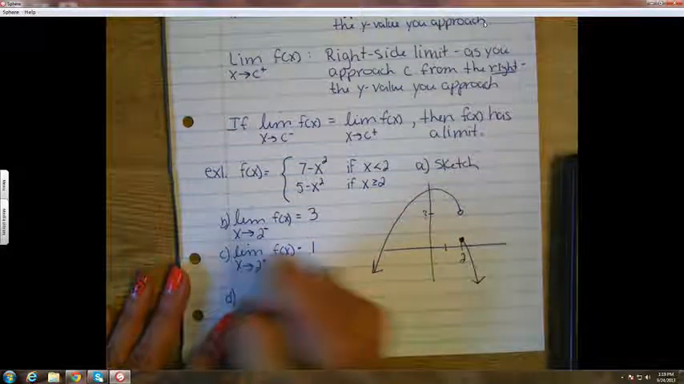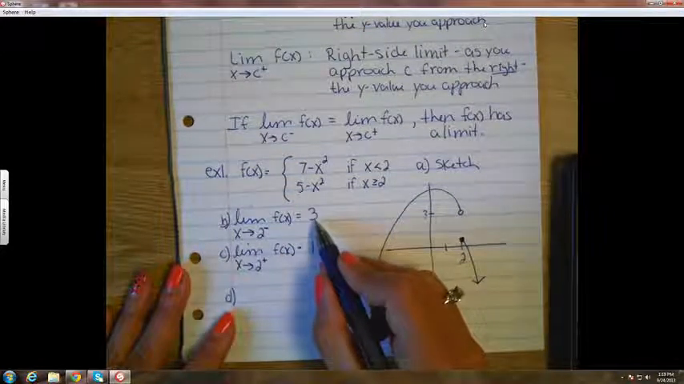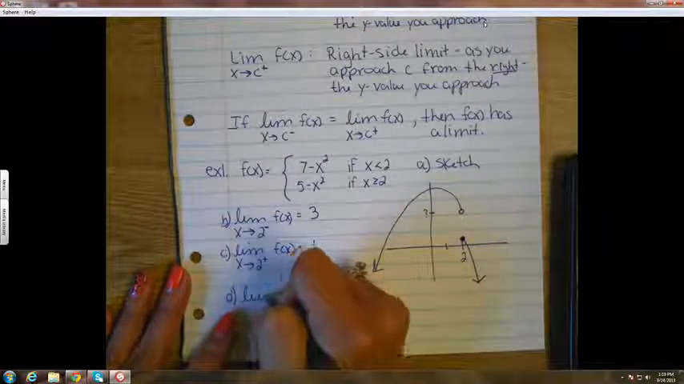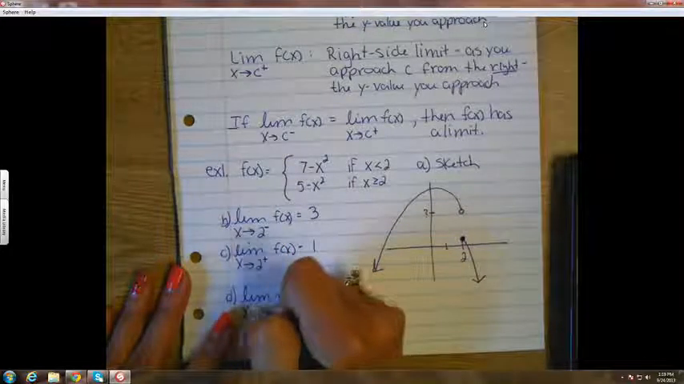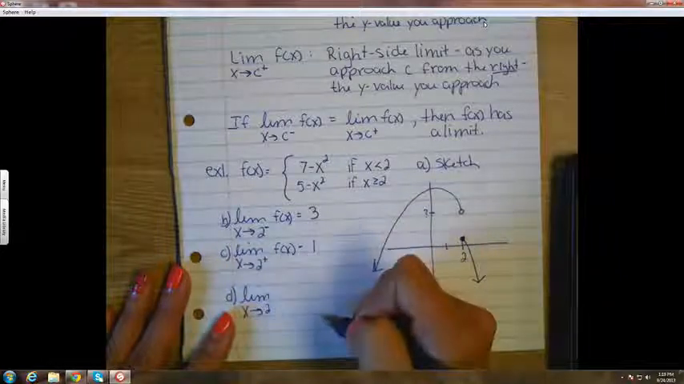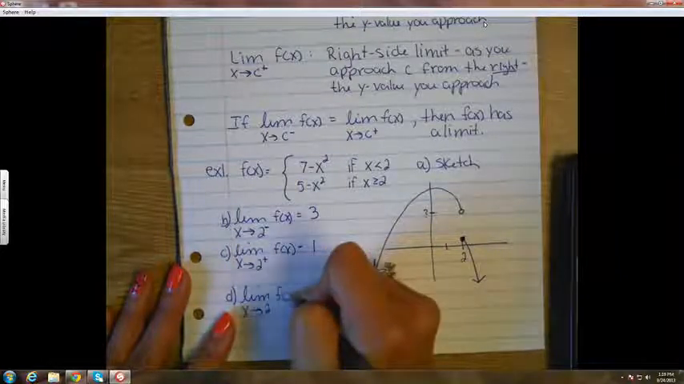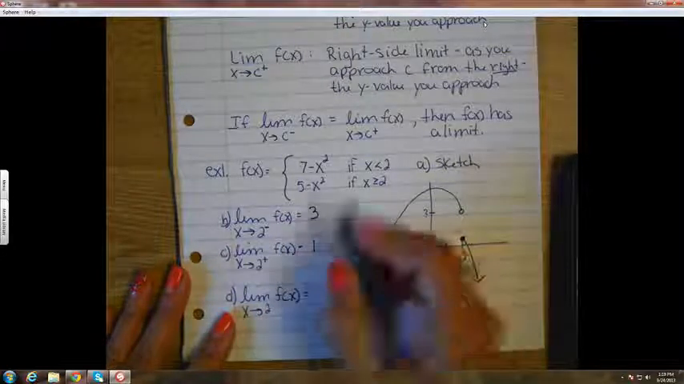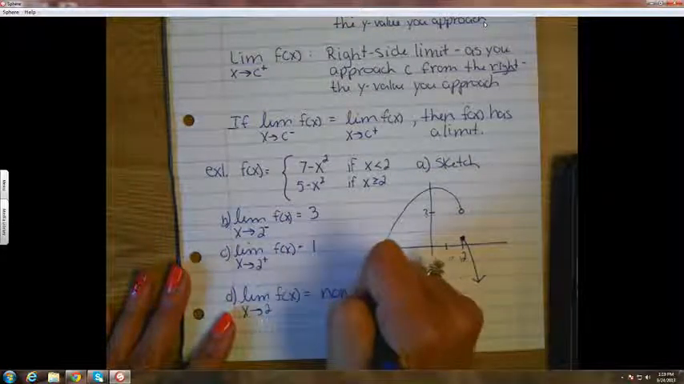So we've got a left side limit of 3, a right side limit of 1. What's the limit as x approaches 2 in general? That means from both the left and the right of the function. It doesn't have one because those are different. There is no limit at 2.